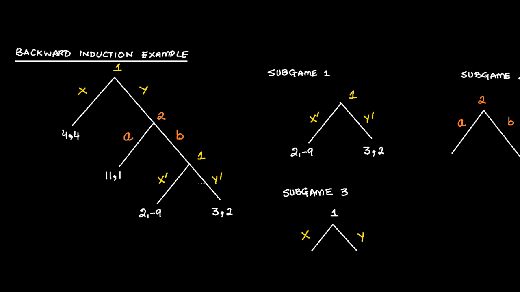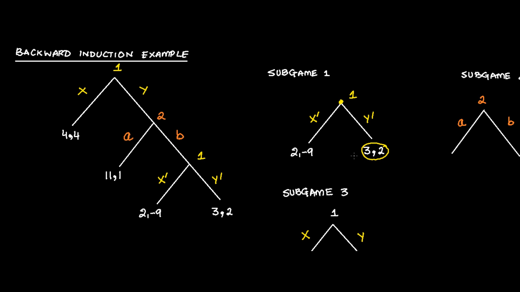Using backward induction, we'll start from the last subgame and then we'll move to the penultimate games until we reach the initial decision node. So the last subgame is where player 1 has two choices, X dash and Y dash. He has to choose between 2 and 3 here. Of course he'll choose 3. That means he is going to choose Y dash.